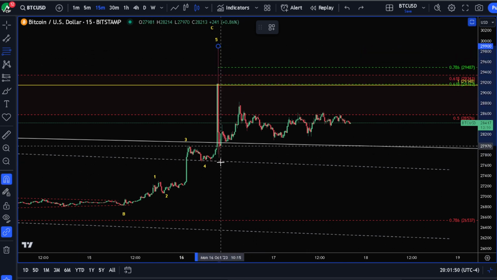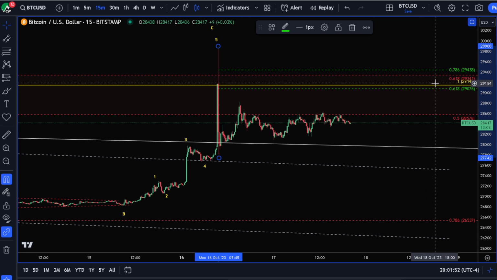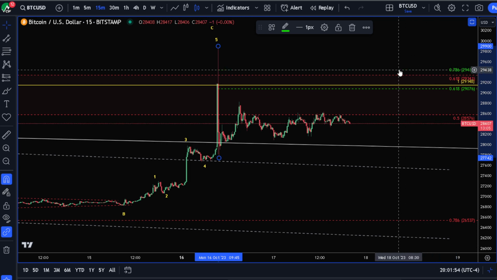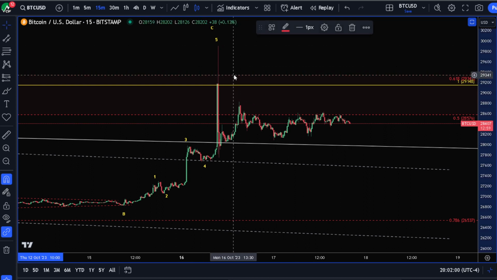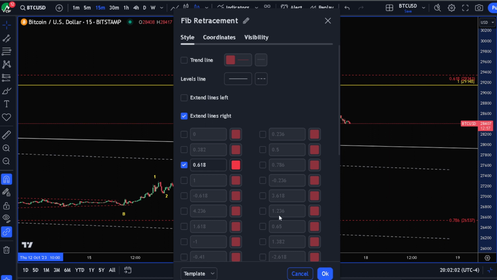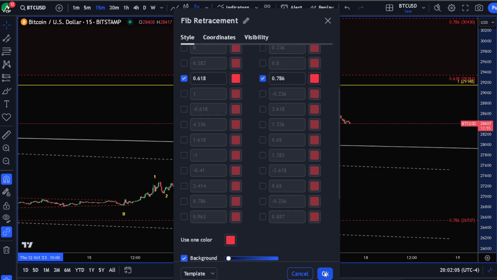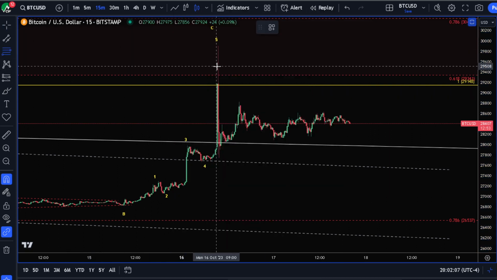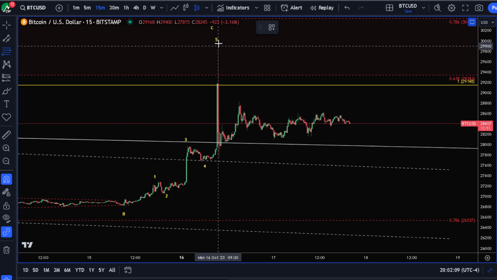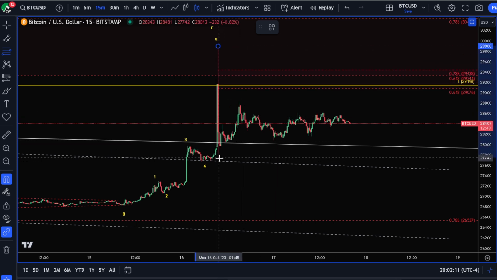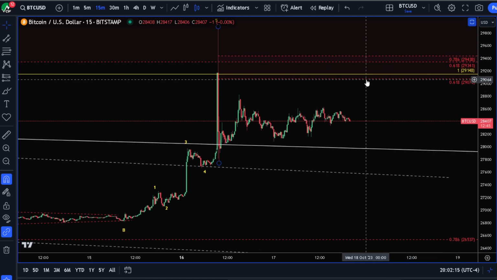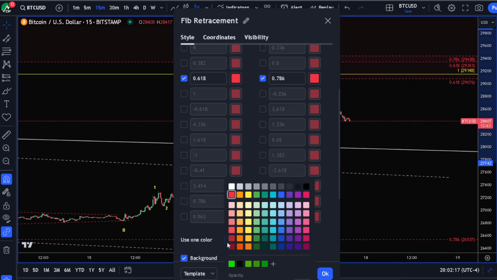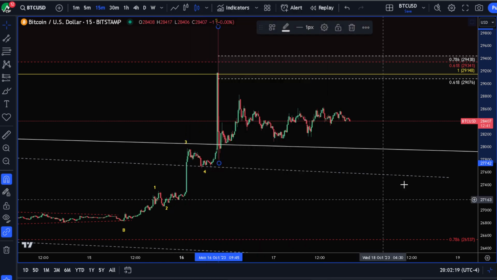Let's pull our pivots here. We can get rid of that 50. So areas to keep in mind. Let's put that in white. We'll see which one's closer.